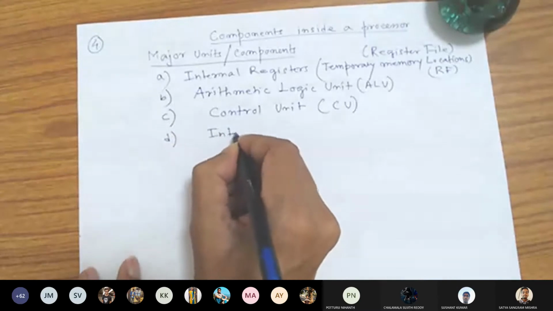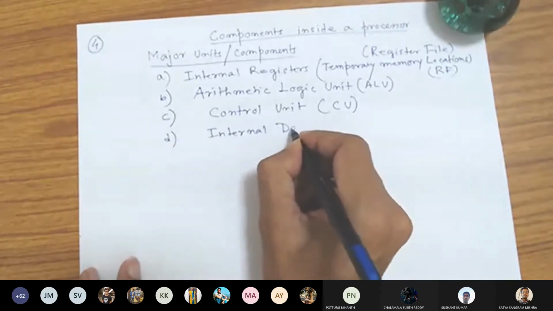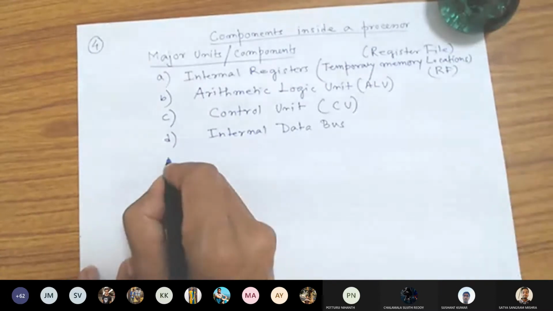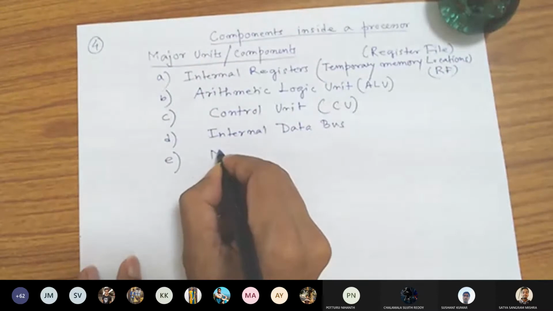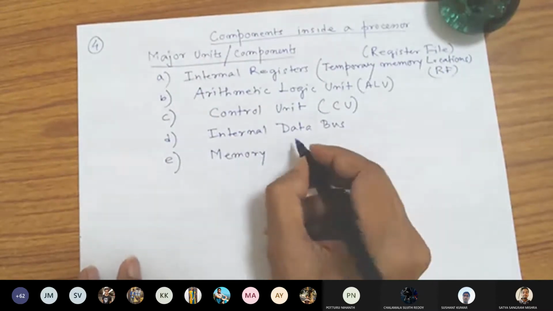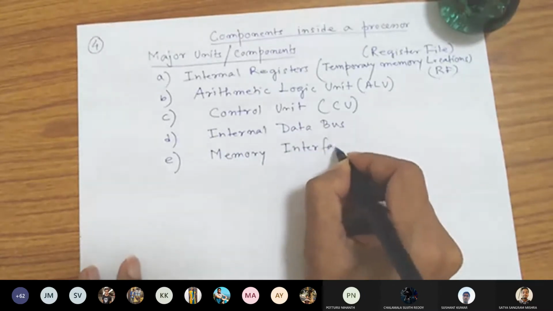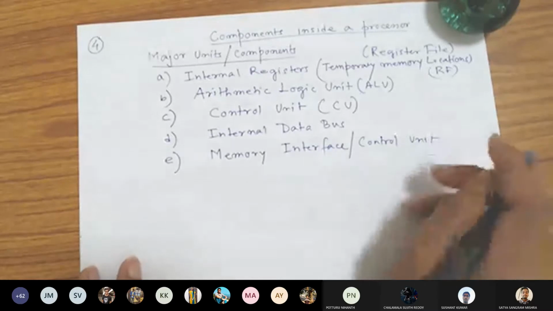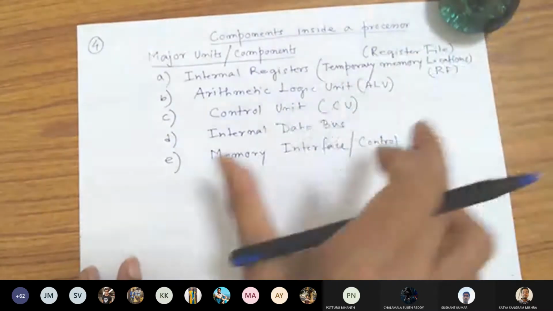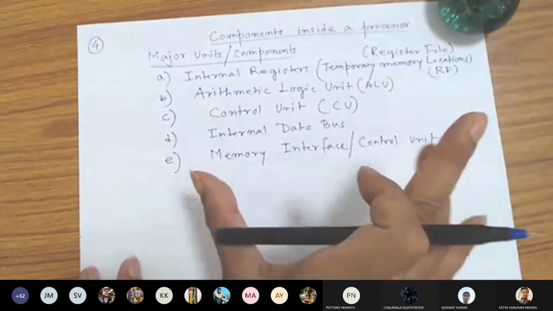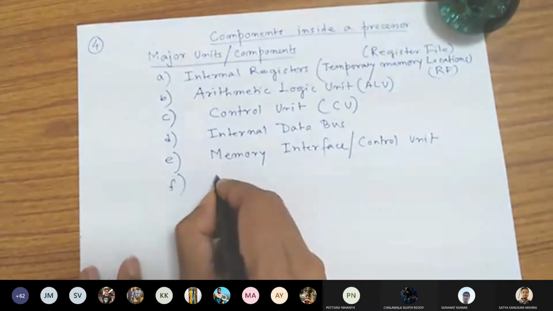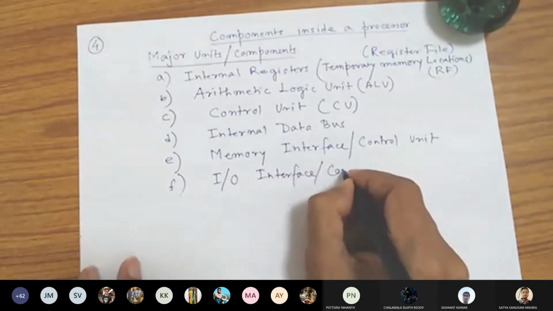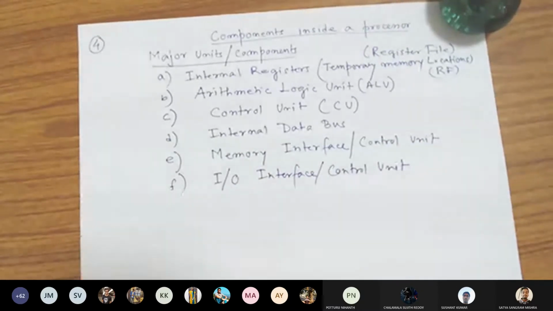We have the internal data bus, obviously for transfer. Then the memory interface control unit, because these registers are temporary memory inside the processor, and a larger memory is outside the processor. So for that you require a memory interface control unit. Then we have the input output interface control unit.